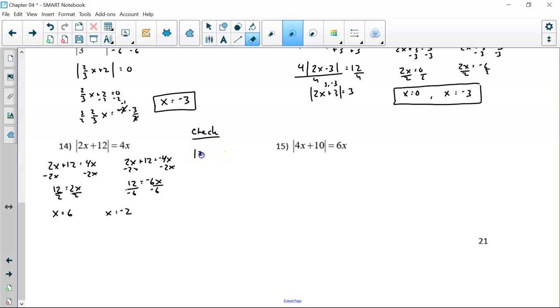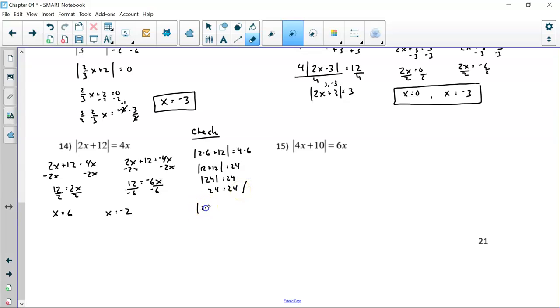Absolute value of 2 times 6 plus 12 equals 4 times 6. Absolute value of 12 plus 12 equals 24. Absolute value of 24 equals 24. 24 equals 24. That's a valid solution.